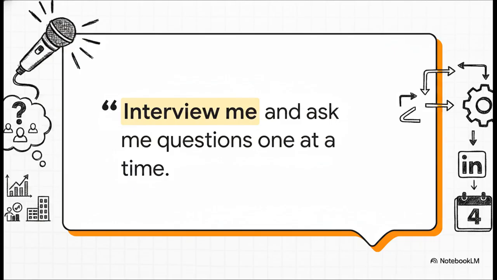A lot of the time, we don't even know what context the AI needs to give us a good answer. So, you flip the script. If you want a killer LinkedIn post about switching to a 4-day work week, just tell the AI, before you write it, interview me and ask me questions one at a time about anything you need. The AI will start asking you about your company size, your specific metrics, your target audience. It extracts all the rich context you didn't even realize was missing, and that results in a perfectly tailored output.